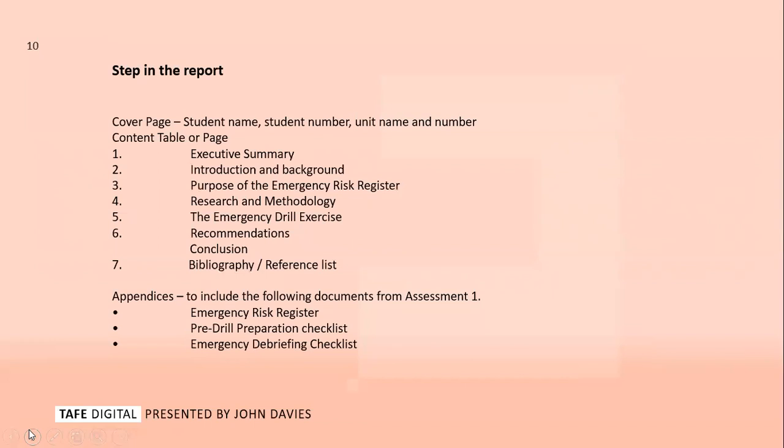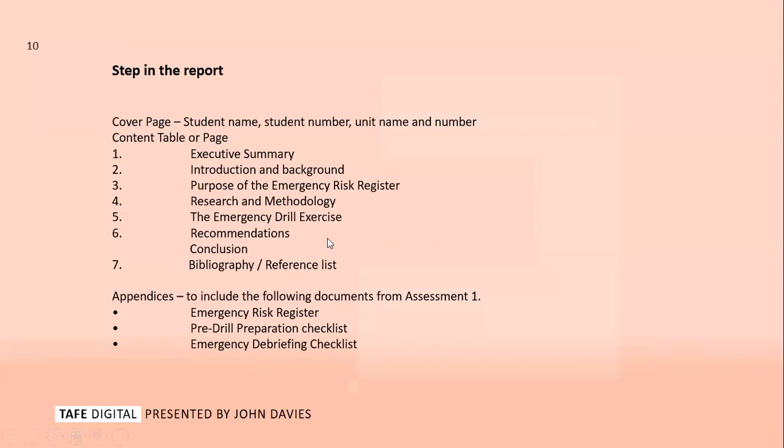A heading which is missed on many occasions is research and methodology. This is important that you show the reader and explain what research was conducted to prepare the emergency risk register, pre-drill preparation checklist, run sheet, and debriefing checklist. Consultation processes with line managers and workers. Your emergency drill exercise can be cut and paste from your first assessment.